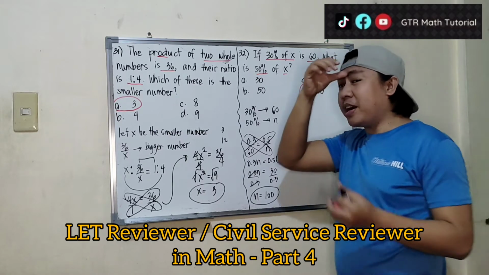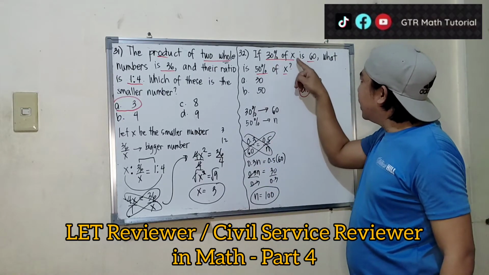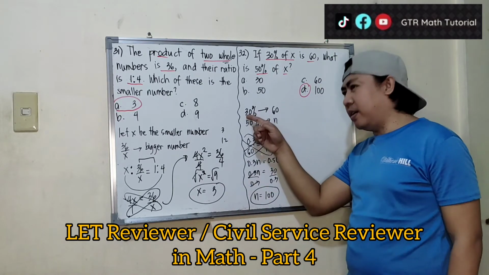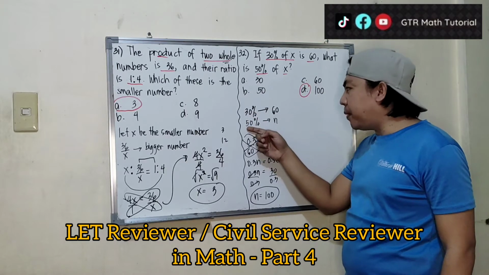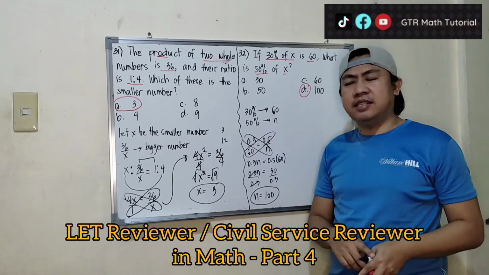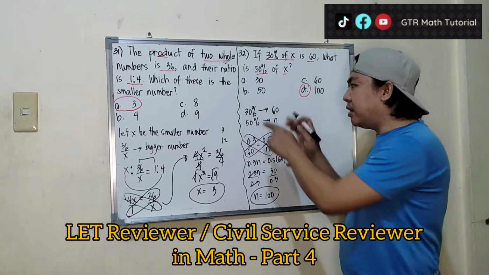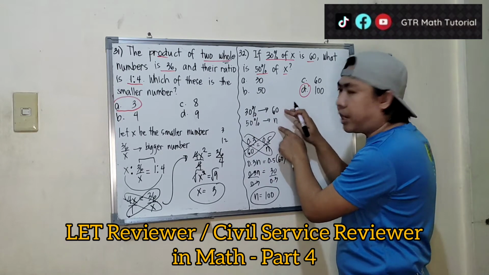Kasi, sabi ko nga, basta magka-partner, pwedeng proportion na lang yon. Ang 30% daw ng x ay 60. So yun yung magka-partner, 30% ng x ay 60. So ano naman yung 50% ng x? So 50% ng x, hindi natin alam, let n na lang yung 50% ng x. So syempre, direct proportion naman yan dahil syempre, habang lalaki yung percent, lalaki din yung answer natin dito.